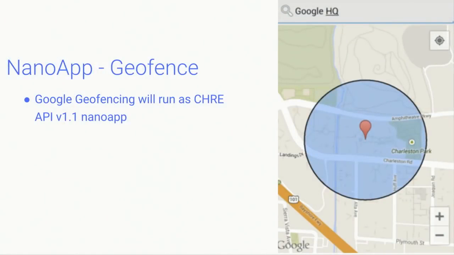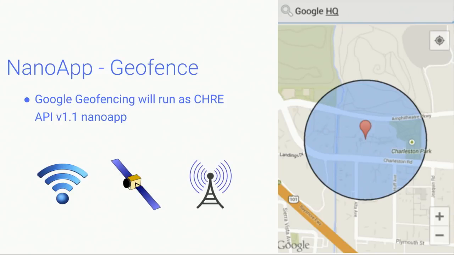Another example of a nano app that I'd like to highlight is geofencing. There are tons of geofencing applications in the market today that use the Google geofencing APIs. We've now offloaded these algorithms from the main application processor into the Android Sensor Hub. And we did this by connecting the Wi-Fi chip, GPS, and the cell modem into the low-power compute domains. This brings us a significant power savings, and it improves on our latencies.